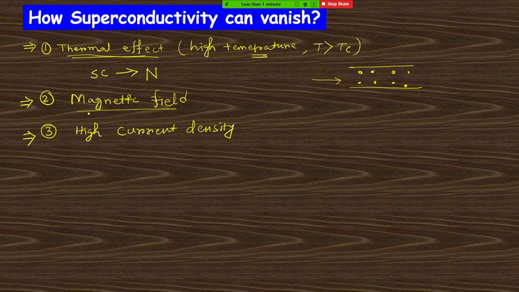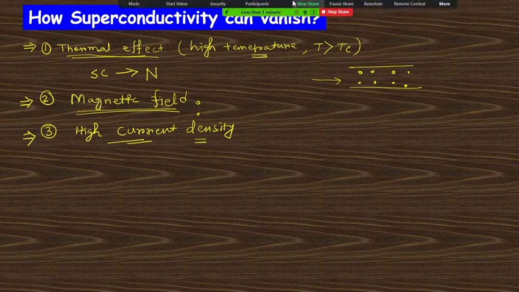In the next video, just want to rejoin, we want to discuss the magnetic field, and in the next class we will discuss the effect of the high current density, how the superconductivity can be destroyed within the superconducting material. So please rejoin in this class again.